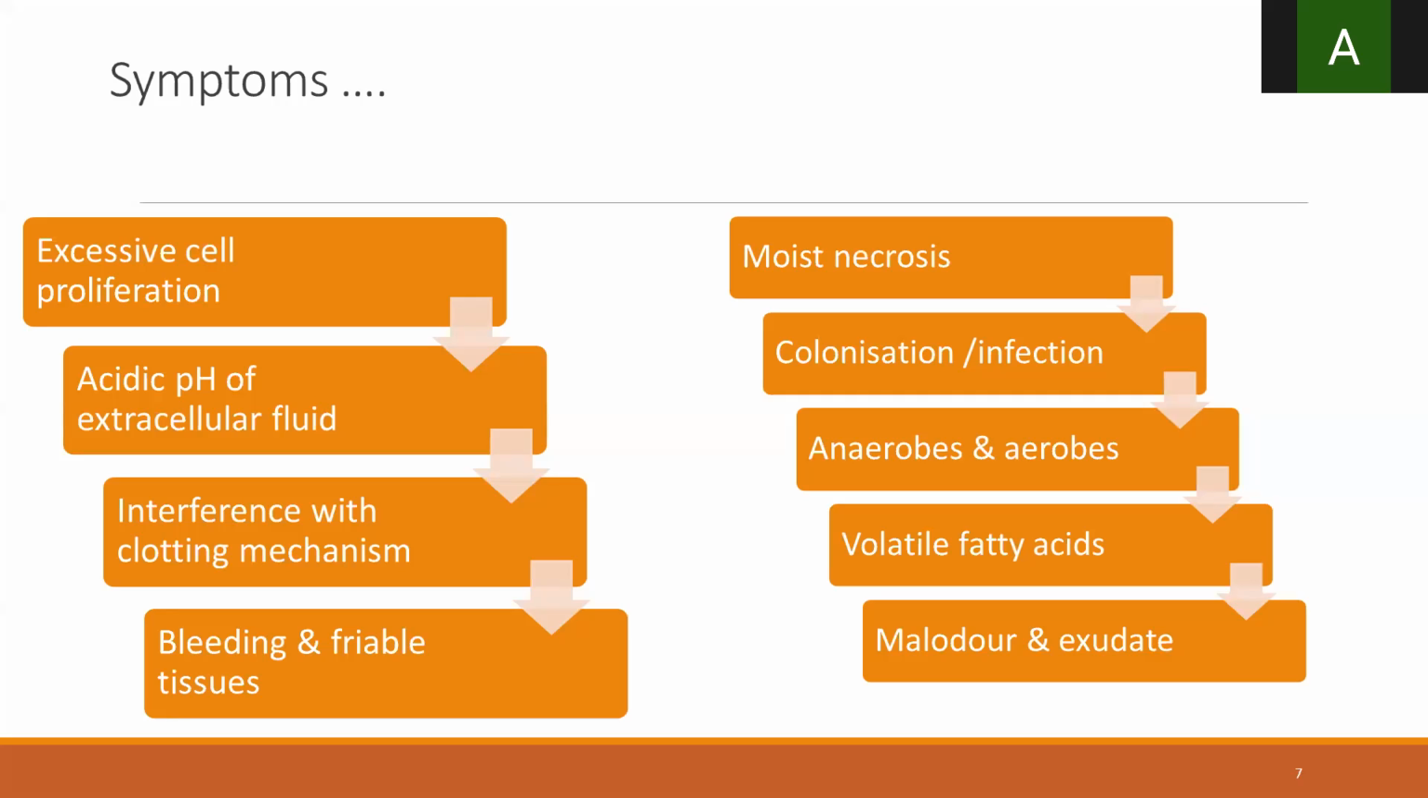Okay, there will be many types of bacteria, aerobes and anaerobes. Okay, that will cause breakup of volatile fatty acids, and it will lead to malodor and more exudate. So these are the main problems that are seen in fungating wounds.